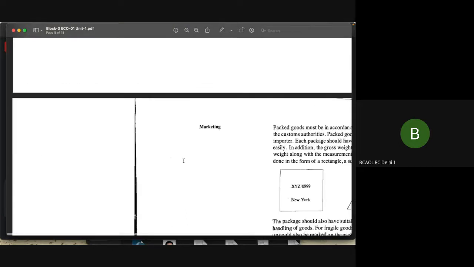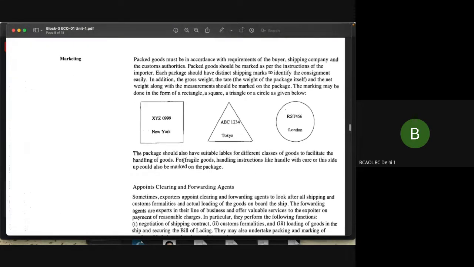On goods, sometimes it is written, fragile, this way up. So these stamps are put on these goods. That helps them identify. Okay.